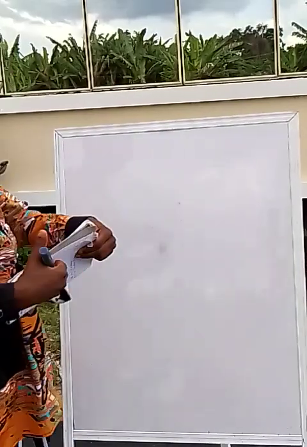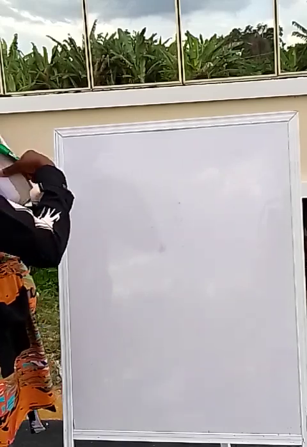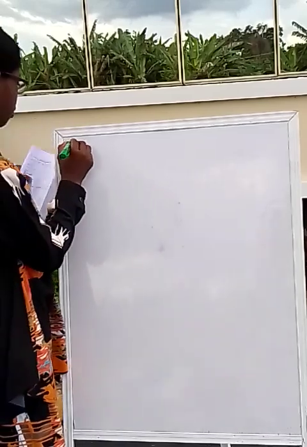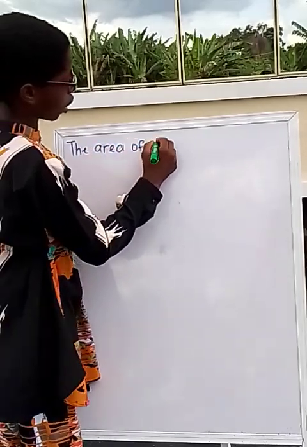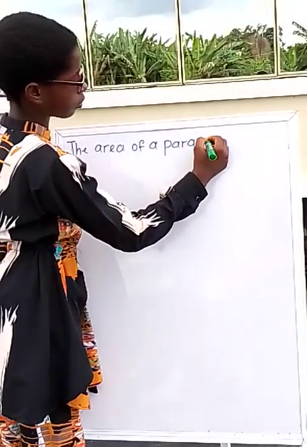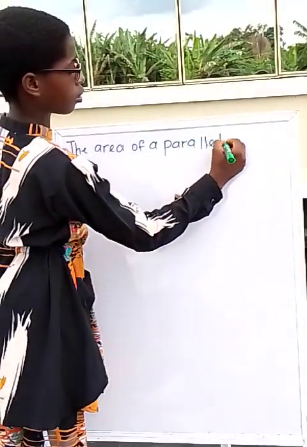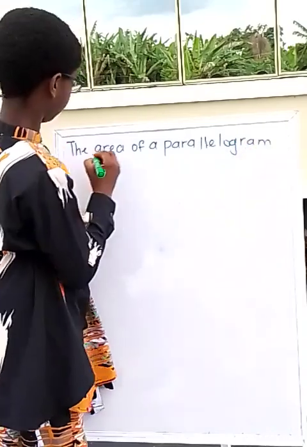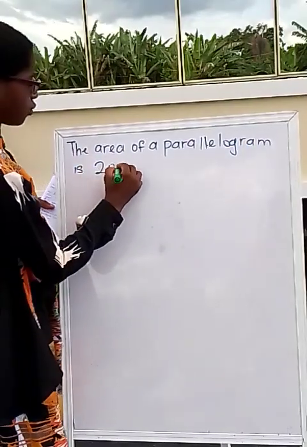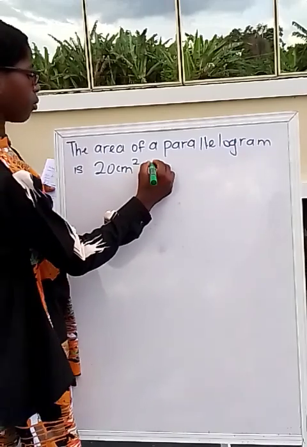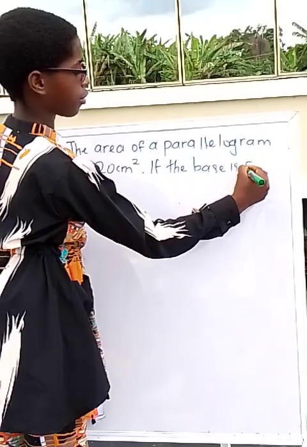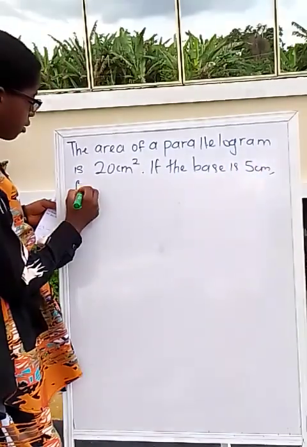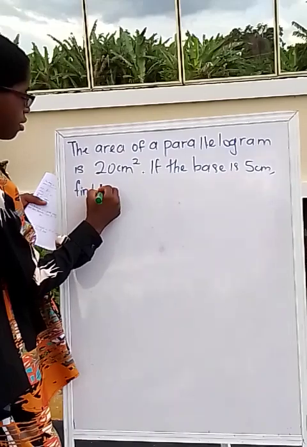Let's consider this question now. The area of a parallelogram is 20 centimeter square. If the base is 5 centimeter, find its height.